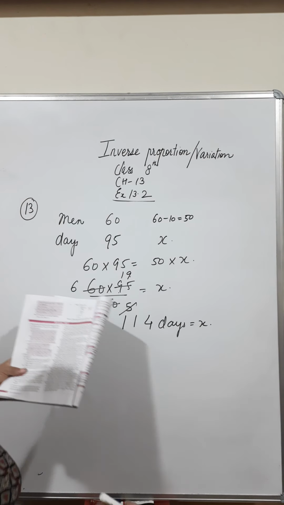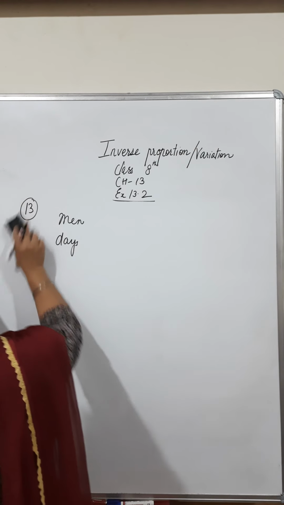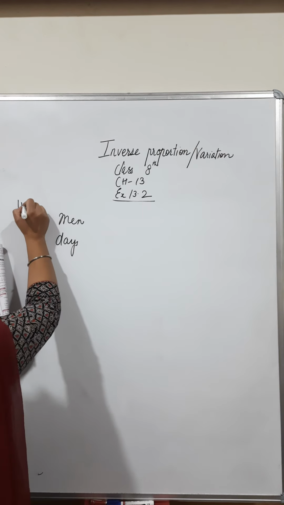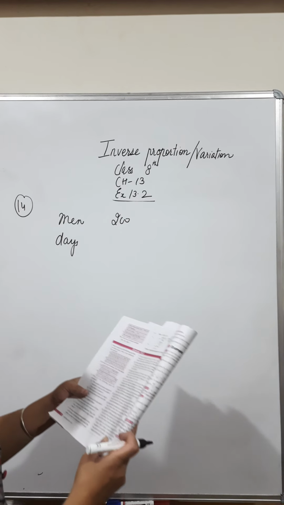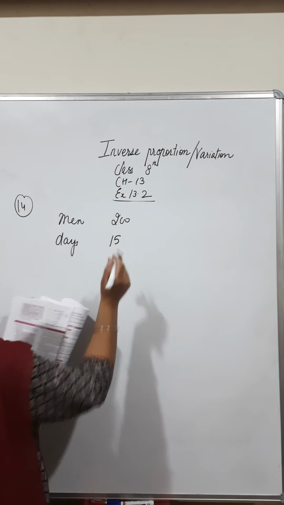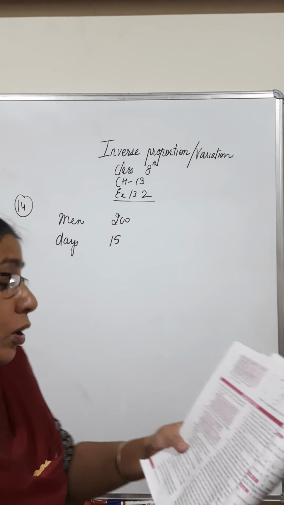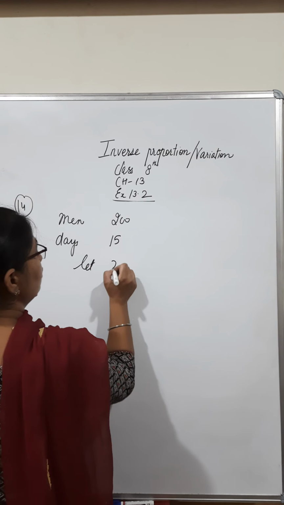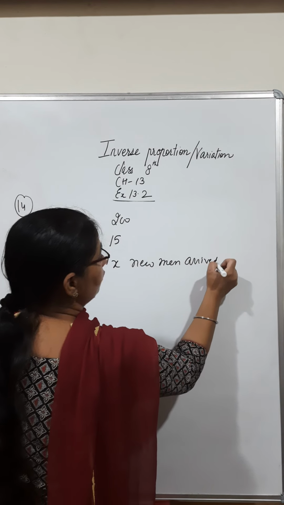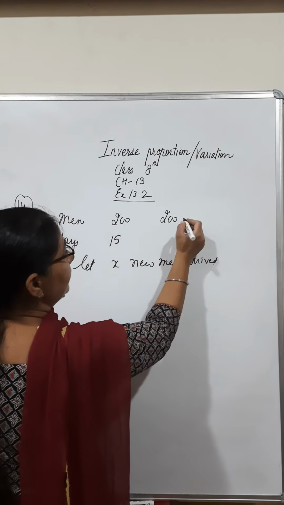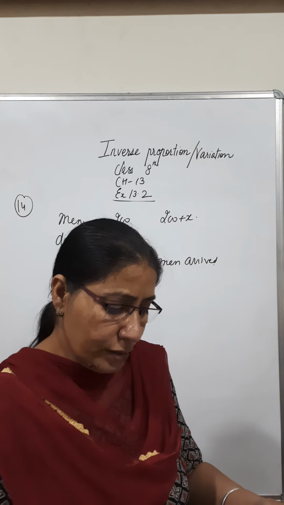Next, a garrison of 200 men had food for 15 days. ठीक है. Again in question number 14 he says that a garrison had 200 men and the food could last for 15 days. ठीक है, 15 days. अब क्या हुआ, कहता है ड्यू टू अराइवल ऑफ रीइंफोर्समेंट, कुछ और लोग वहाँ पे आ गए, तो हमने ये मान के चलना लेट एक्स न्यू मैन अराइव. तो अब वहाँ पे कितने लोग हो गए, 200 पहले थे और x और आ गए, तो यहाँ पे 200 प्लस x मैन बन गए. ठीक है बेटा, 200 प्लस x मैन.